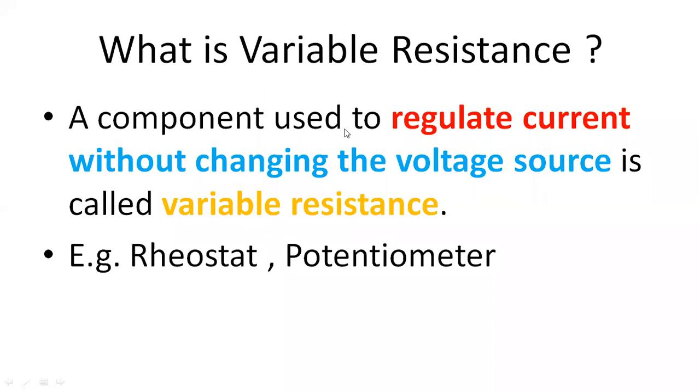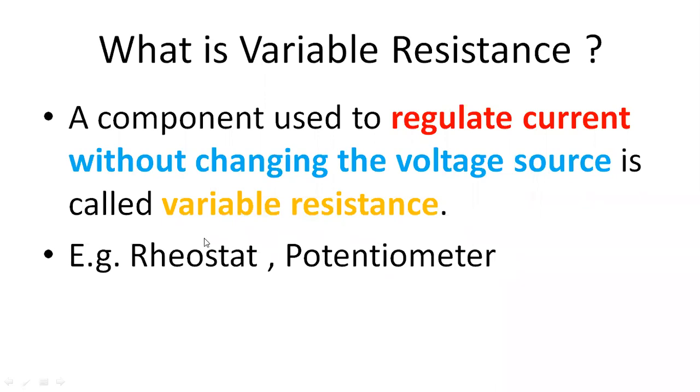A component used to regulate current without changing the voltage source. We didn't change the voltage source. What we changed was electric current. So regulating current is possible, and that is possible with the help of resistance change. Such devices are called variable resistance, and we already know one example of variable resistance is the rheostat.